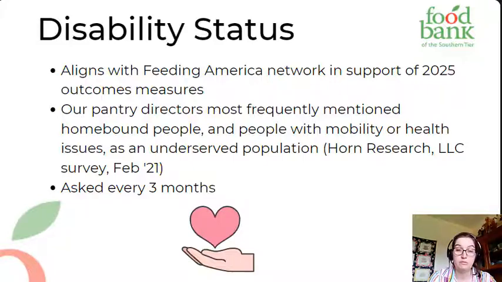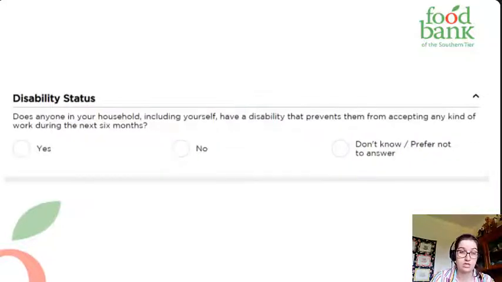And this question would be asked every 3 months because your disability status may change. And the question is just similar to the employment one. Anyone in your household, do they have a disability that prevents them from accepting any kind of work during the next 6 months? Yes, no, don't know, or prefer not to answer.